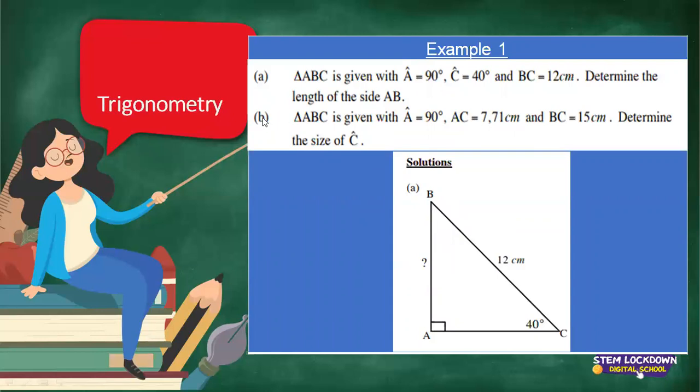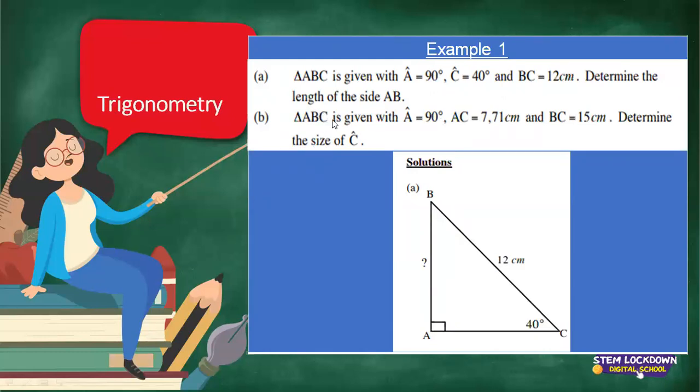And example 2, B part, says triangle ABC is given with angle A as 90 degrees, side BC 15 centimeters, side AC 7.71 centimeters. Determine the size of angle C in the triangle ABC.